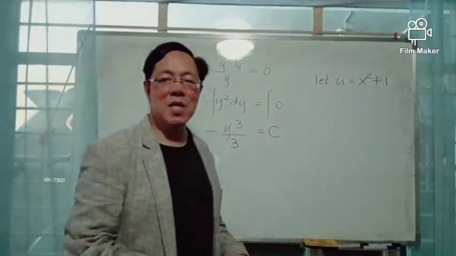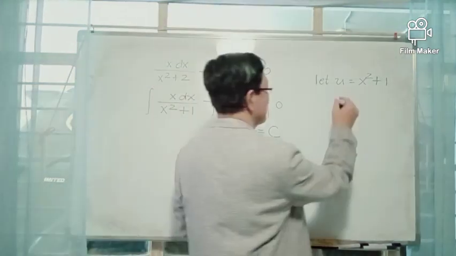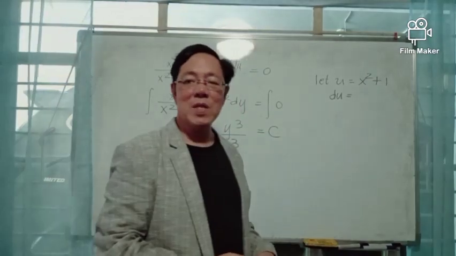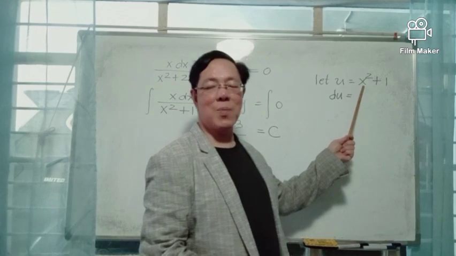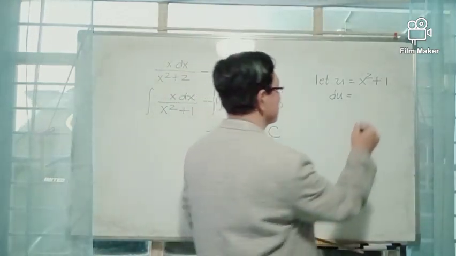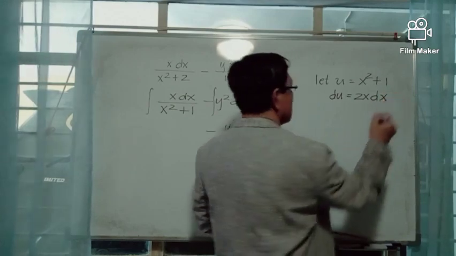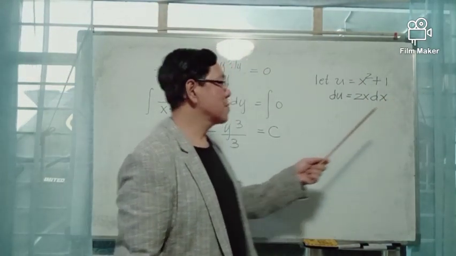And we differentiate both sides. Derivative of u is du. The derivative of the right hand side, derivative with respect to x, derivative of x squared is 2x dx, and derivative of 1 is 0.